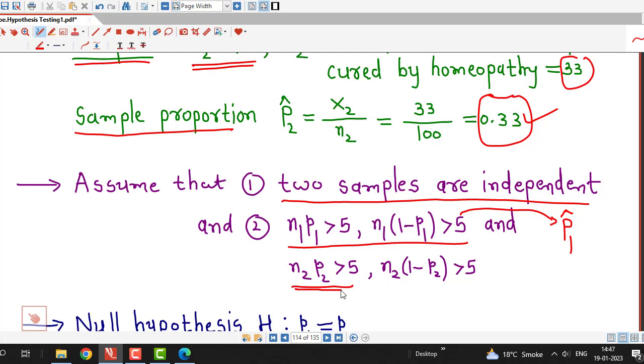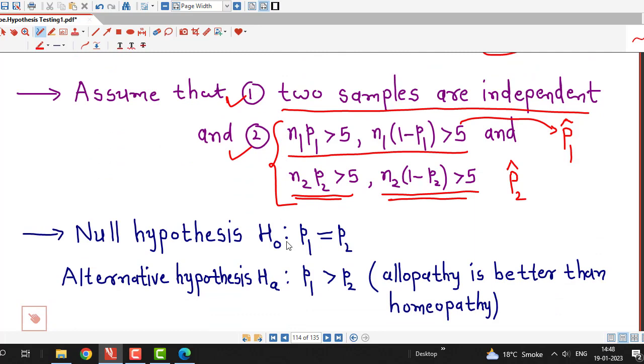Similarly, this is also required. n2 times p2 is greater than 5, n2 times 1 minus p2 is greater than 5. This means sampling distribution of sample proportion for second sample is also normal. Instead of writing mathematically, we can also write in this way, that sampling distribution of sample proportion is normal for each sample proportion. So these two conditions must be there to apply this hypothesis test for difference of proportions.